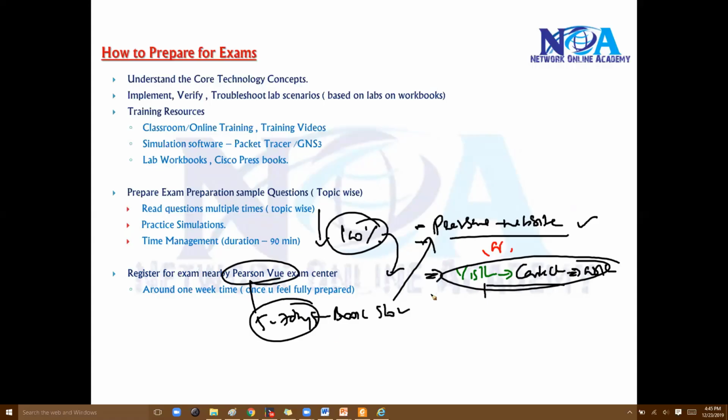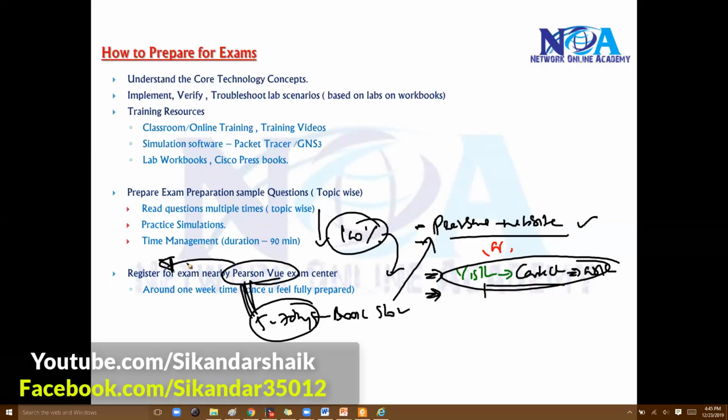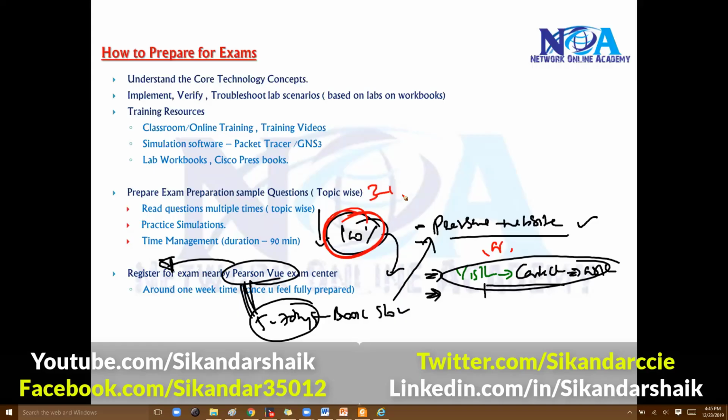You can still do that. But let's say the center is very far from your location, so probably you don't want to spend one day just visiting and registering for the exam, you can still do it online, and you can talk over the phone and ensure that you register for the exam. But once you're prepared, probably the next 3-4 days, whatever time you have, can be used for revising whatever you have prepared.